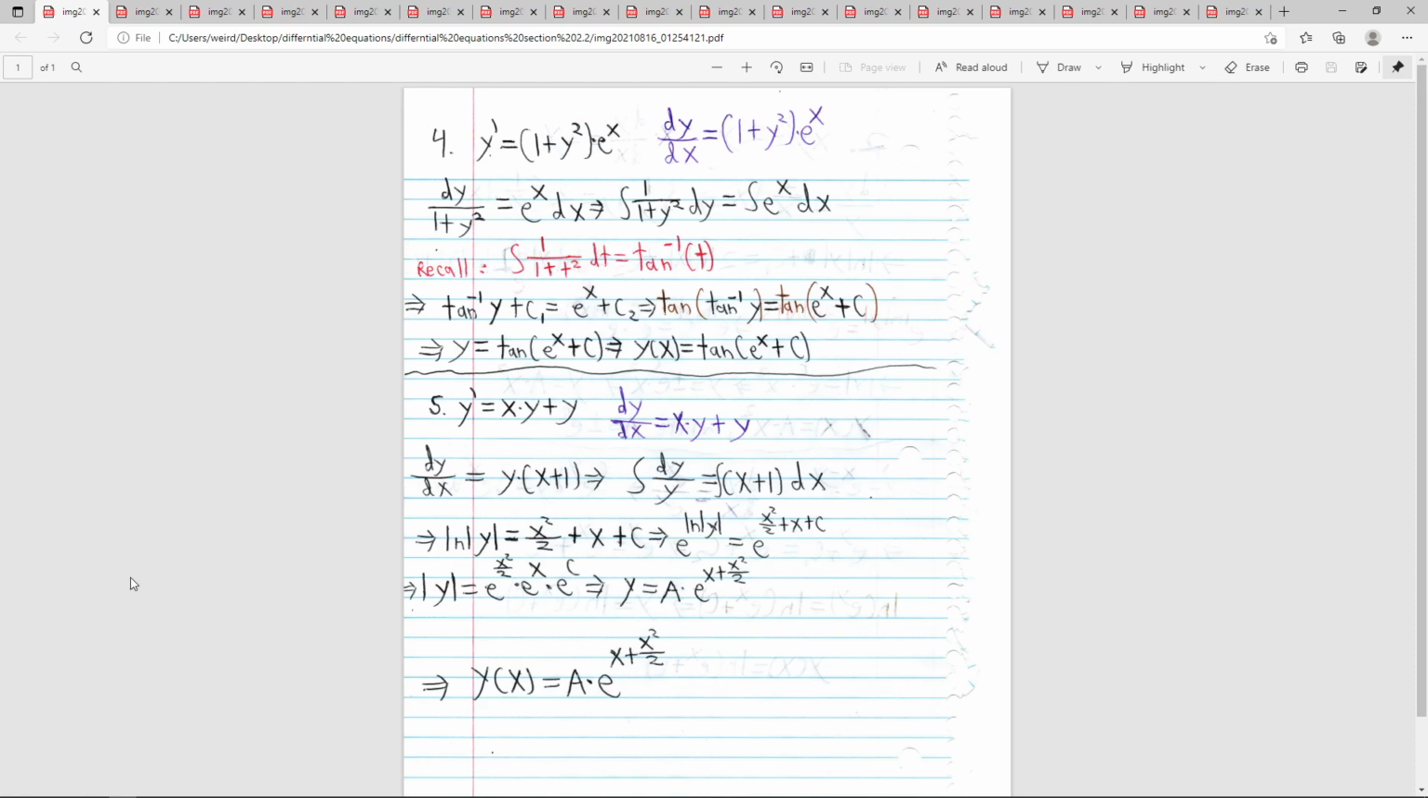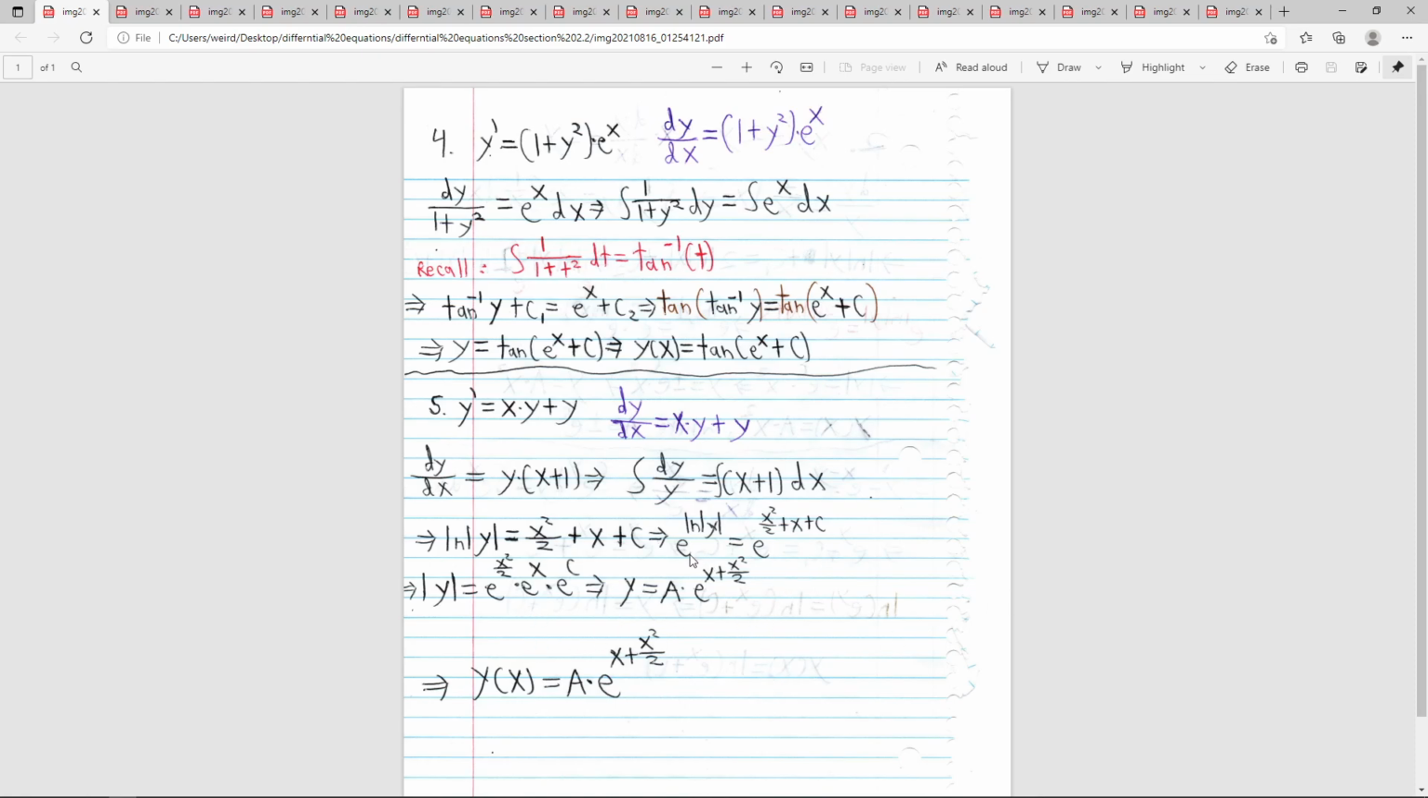Number 5 here is y prime equals x times y plus y. So dy/dx equals x times y plus y. This one we have to distribute out a y, so we get it by itself. It's something you have to trick it into at times like this. So it's y times (x plus 1). You can divide by y to get them separate, so you have x and y on two different sides of the equation, then integrate them after we've separated the variables, as it's called.